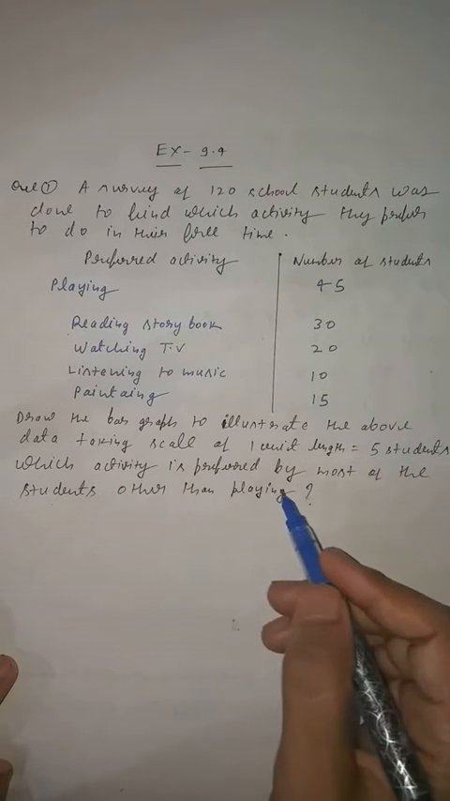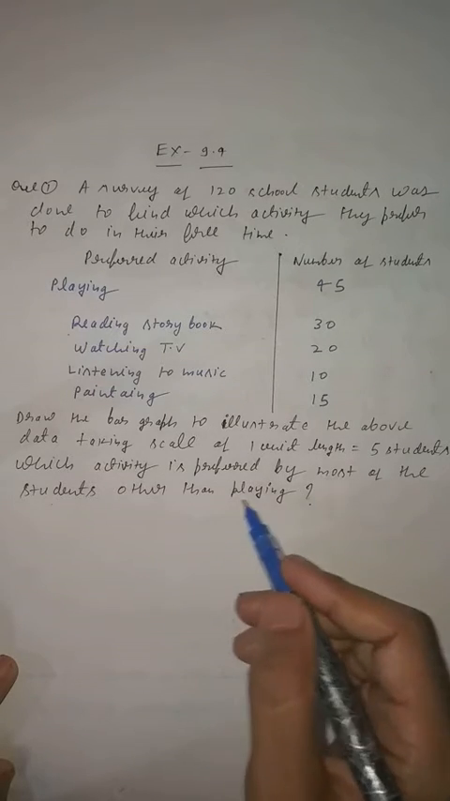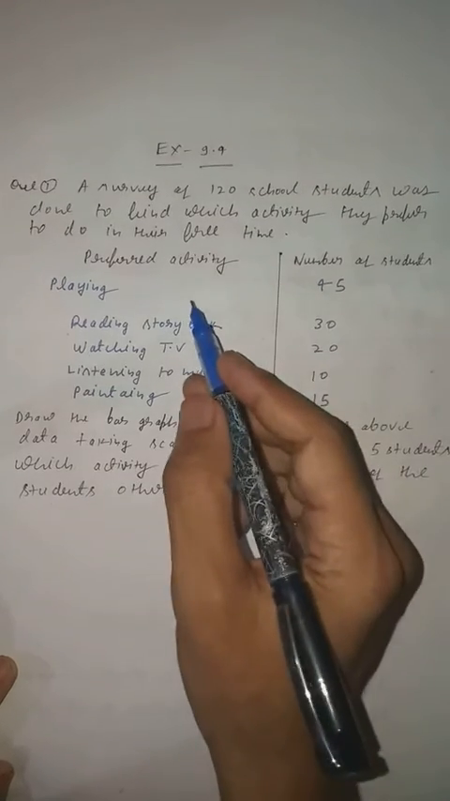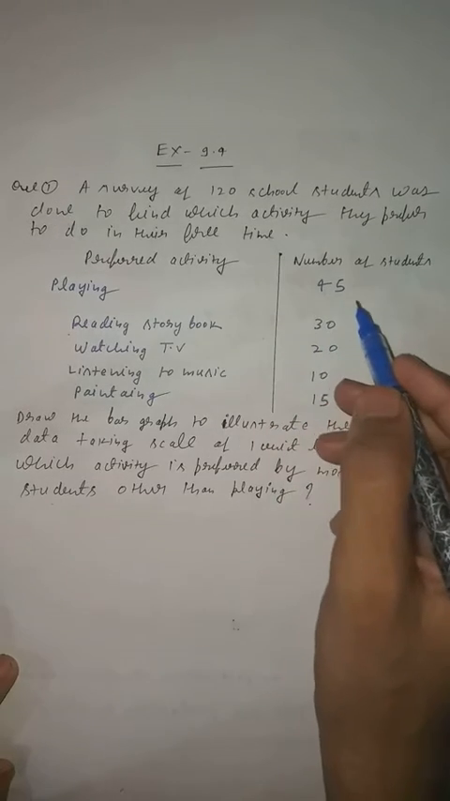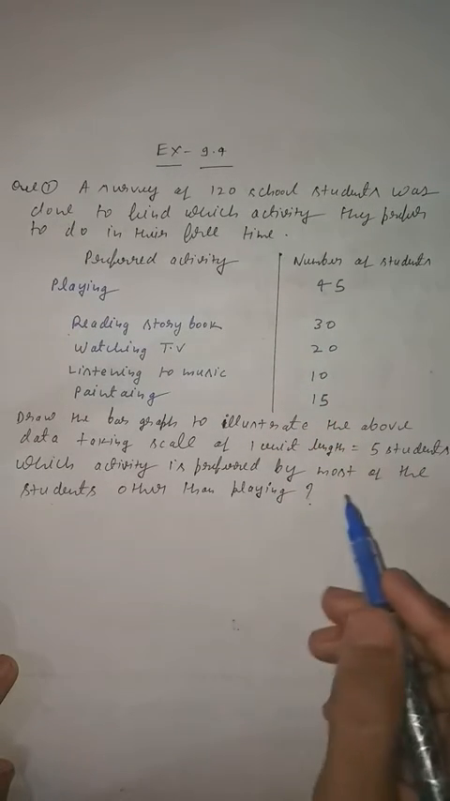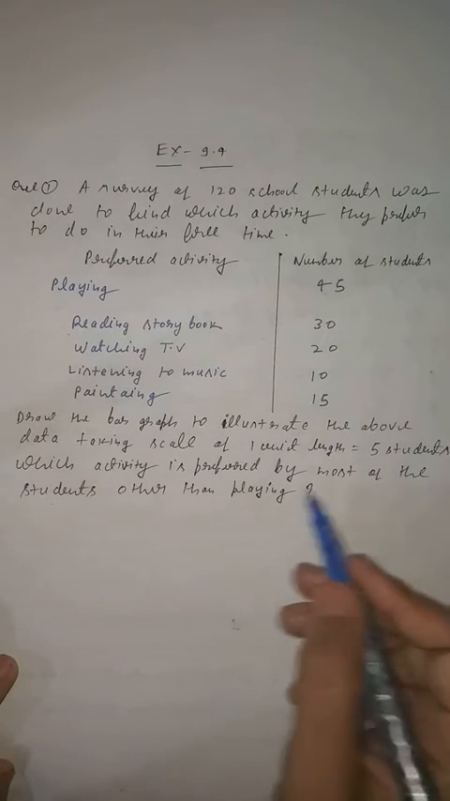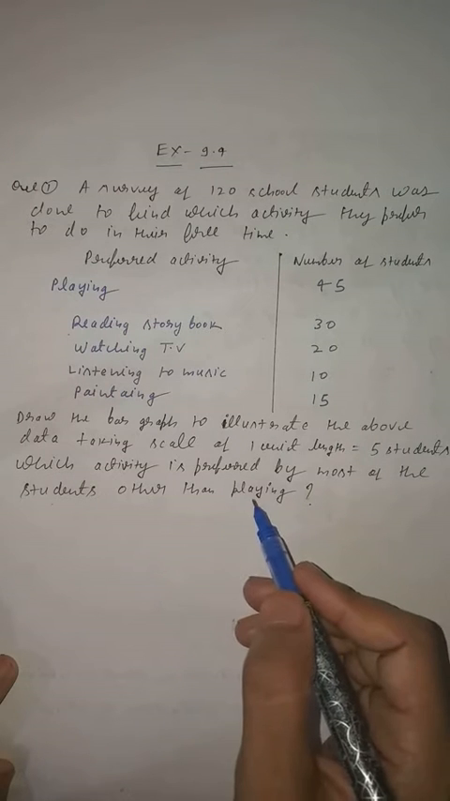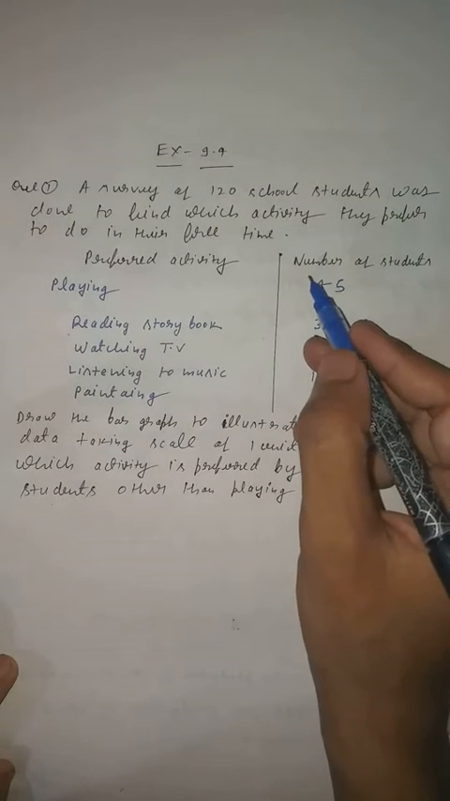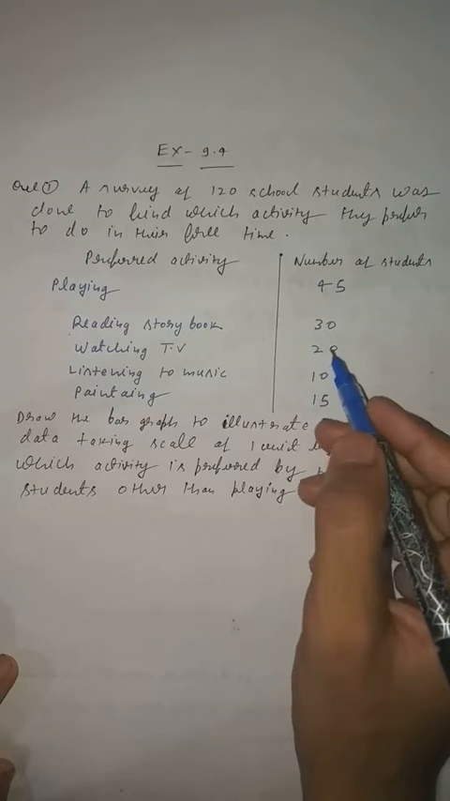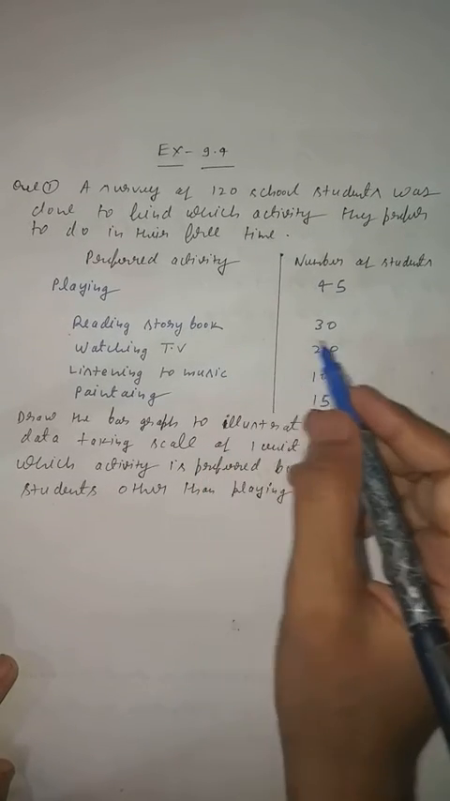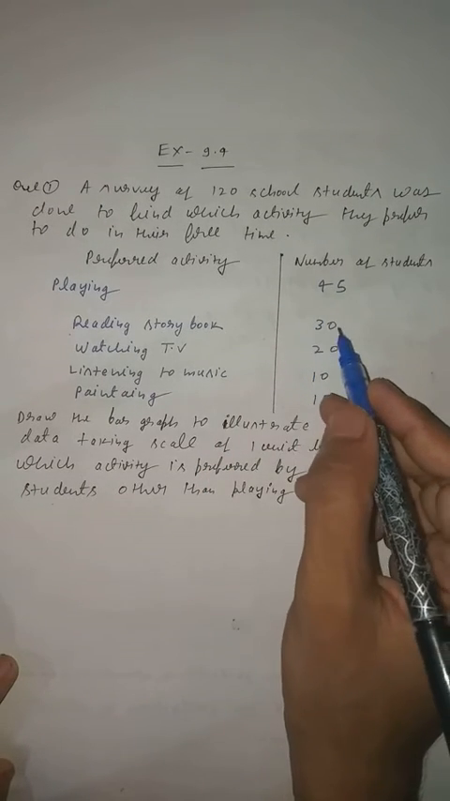Which activity is preferred by most of the students other than playing? You can see here playing. How many students like playing? 45. Now we have to find the activity liked by the most students other than playing. After playing, the most students are in reading storybooks. Clear student? So this will be your answer.